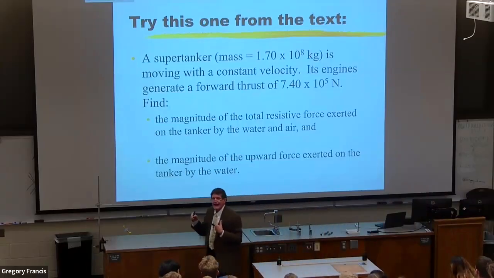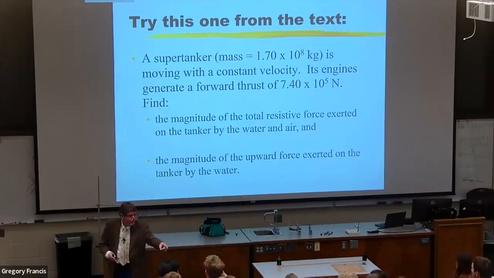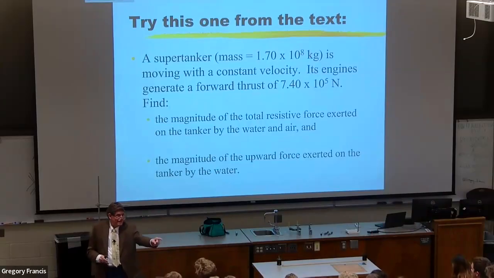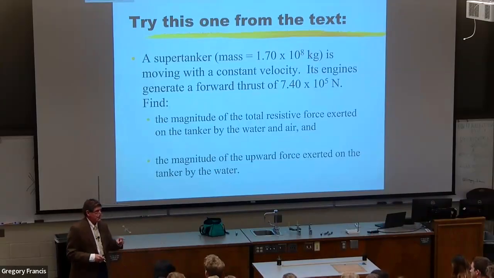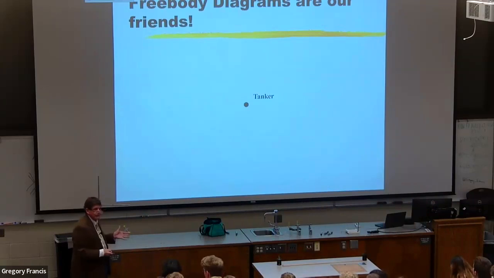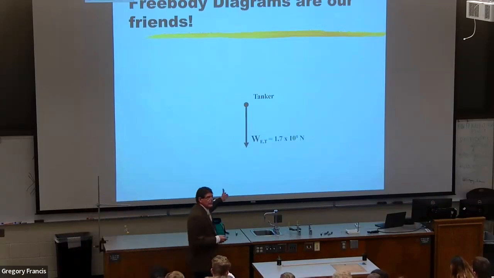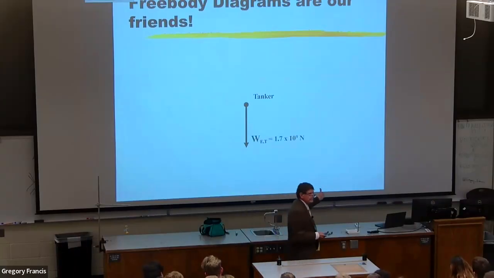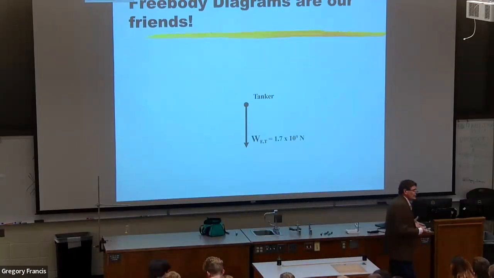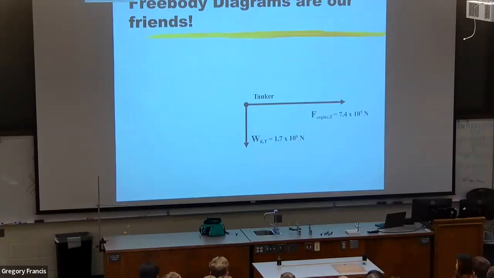How do you start every force problem? Free body diagram. Ding, ding, ding, ding, ding. 5 points for Gryffindor. A free body diagram. So let's draw a free body diagram. We have the weight down. I just took the mass of the tanker and multiplied by 10. We were told that there was a thrust force that was 7.4 times 10 to the fifth Newton.